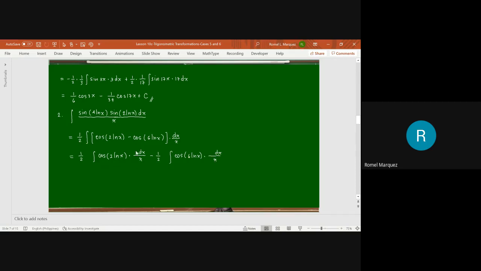So cosine u, for this to be du, I need 2 balanced by 1/2. For this to be du, cosine u, I have to multiply by 6, but I have to balance by 1 over 6. Giving 1/4, what is the integral of cosine? The integral of cosine u du is sine u. Minus 1 over 12, integral of cosine u du. Again, that is sine of u.